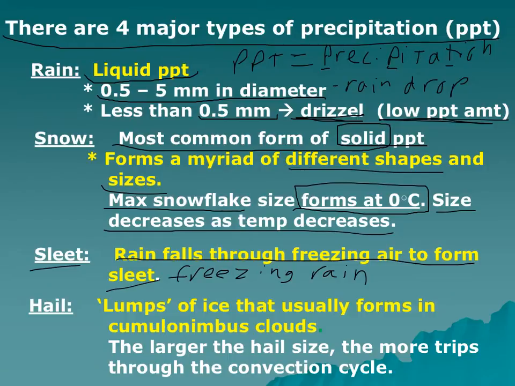And finally is hail, and hail are actual chunks of ice, and they form in the cumulonimbus clouds. It's very rare to get hail without having a cumulonimbus cloud, and we'll see the cycle that has to happen, and it's a convection cycle. As the hail balls go through this convection cycle, they get larger and larger, and we'll see that in a diagram in a minute. Those are the 4 types of precipitation: rain, snow, sleet, and hail.